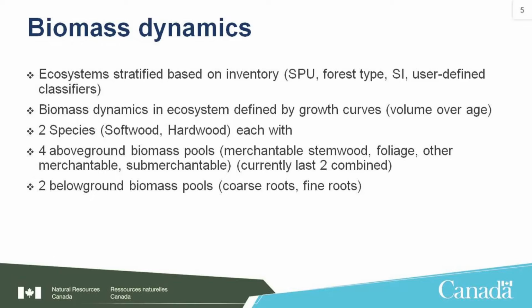of each stand. Each of these has 4 above ground biomass pools. The model actually combines the submerchantable and the other. The other pool includes tops, branches, stumps, and non-merchantable trees and saplings, and then there is the merchantable stemwood pool, which includes merchantable stemwood and stem bark, and the foliage pool. And there are also 2 below ground biomass pools, coarse roots and fine roots, defined as less than 5 millimeters.